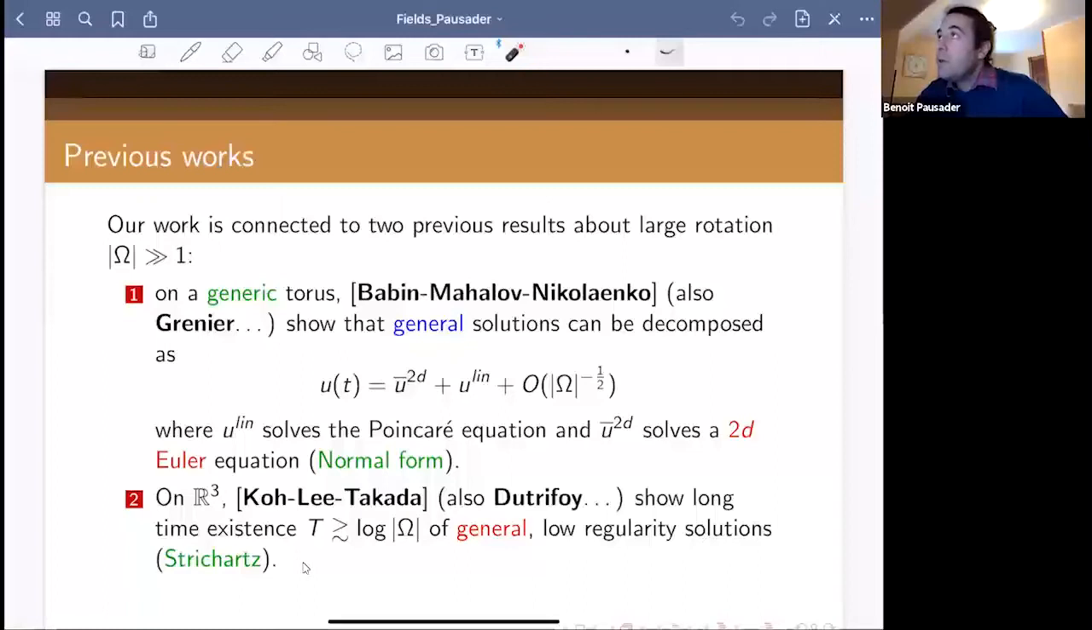And so this is why we consider axisymmetric initial data, because in this case, the solution to the Euler would be to the Euler with a radial vorticity. And then the Euler with a radial vorticity is a very simple equation. So this is really the plan.